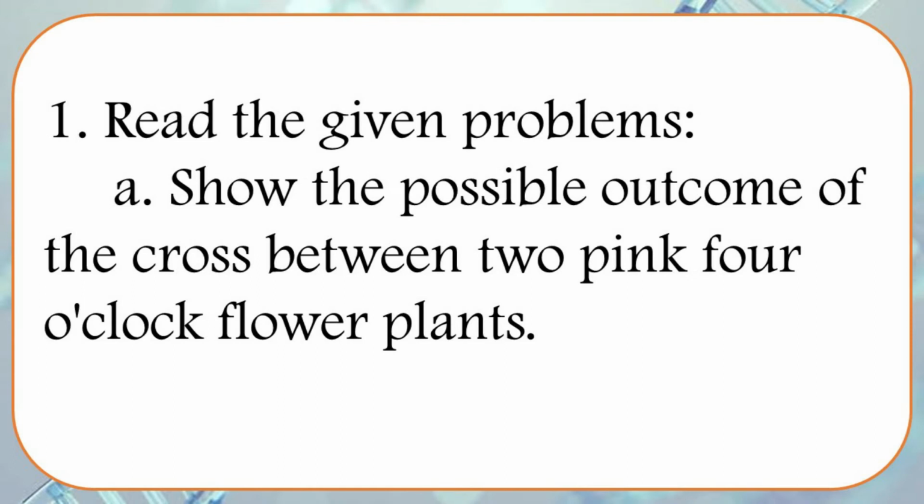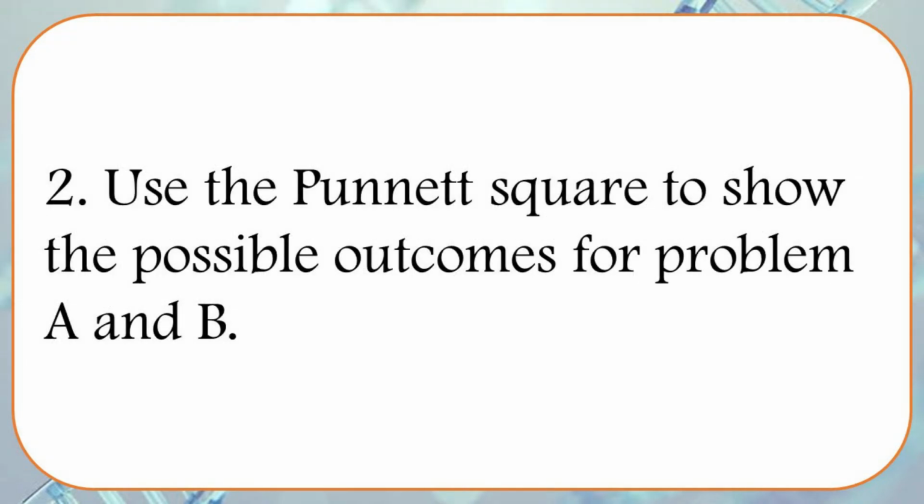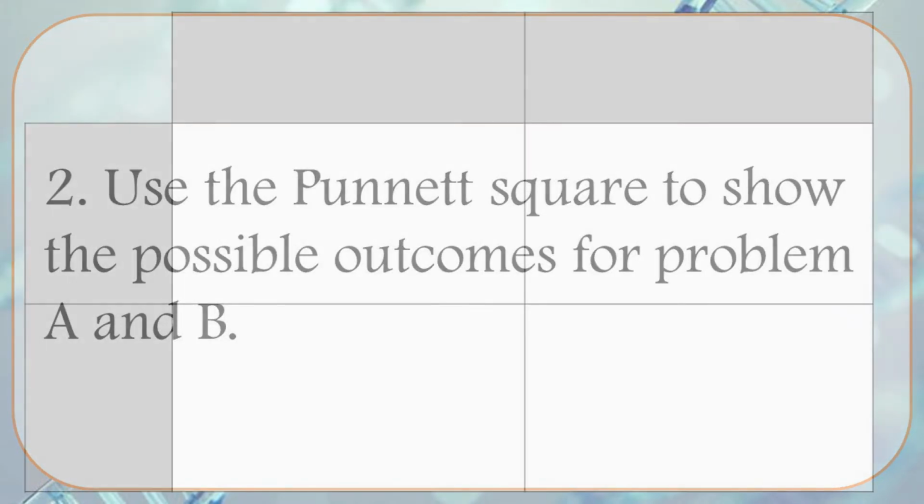Number 1. Read the given problems. A. Show the possible outcome of the cross between 2 pink 4 o'clock flower plants. Letter B. Next, make another cross between red 4 o'clock flower plant and a pink 4 o'clock flower plant. Number 2. Use the Punnett square to show the possible outcomes for problem A and B. Copy the Punnett square in your activity notebook and do the problems A and B. Your science teacher will collect your answers.